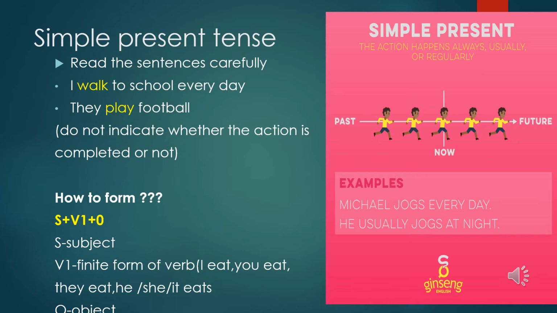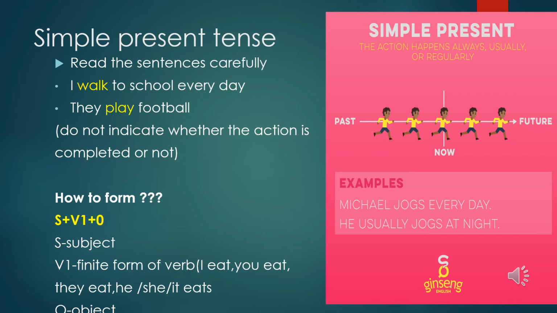There are different forms of the verb, like the present tense and the past participle form of the verb. So V1 is the base form of that verb, plus the object. S is the subject, V1 is the present tense of that verb, like I eat, you eat, they eat, he or she eats, and then comes the object.